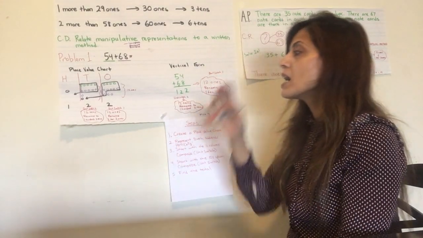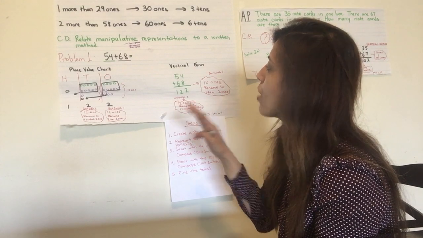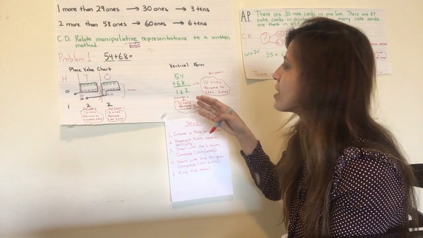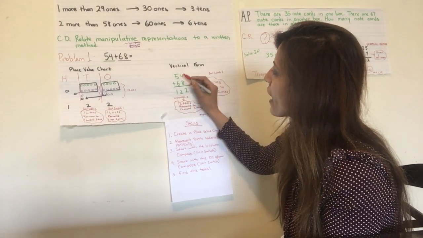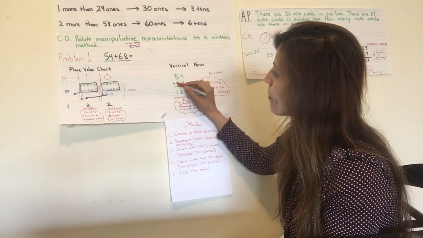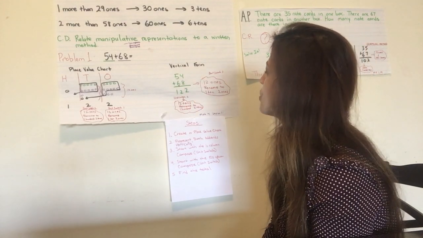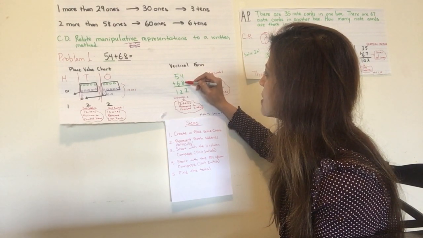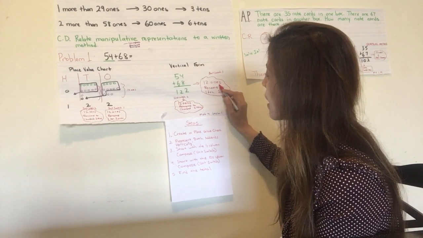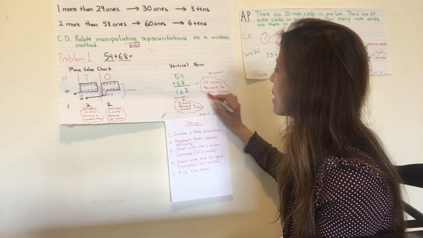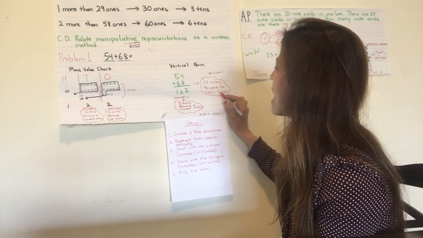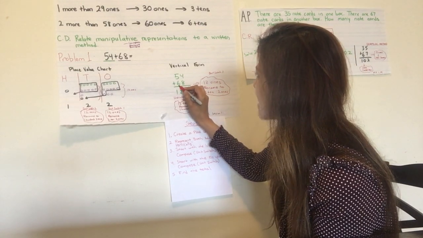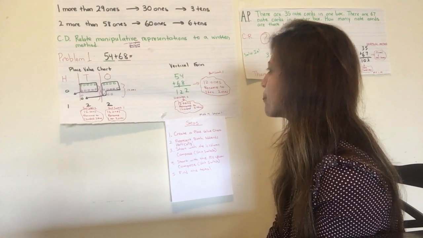Good job. Now I'm going to solve this problem in the vertical form. The same exact method, but now I'm doing it this way. I'm going to align the numbers, 54 plus 68. I'm going to do the same exact process. Start with the ones column. So I have 4 ones plus 8 ones, which equals 12 ones. I'm going to conduct a unit switch. I'm going to rename the 12 ones into 1 ten and 2 ones. So I'm going to keep the 2 ones here. I'm going to take the 1 ten and put it in the tens column.